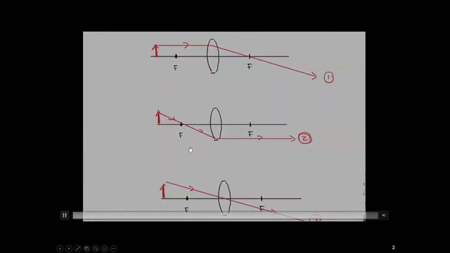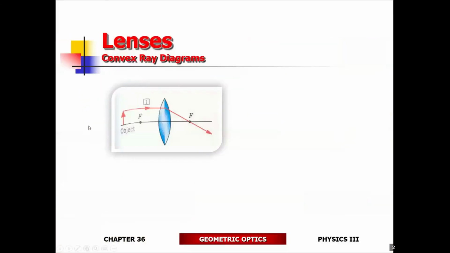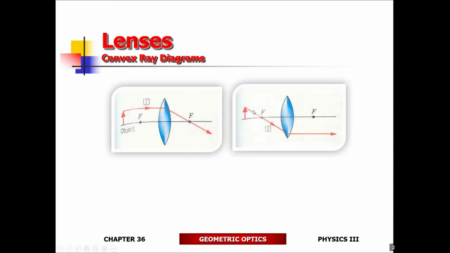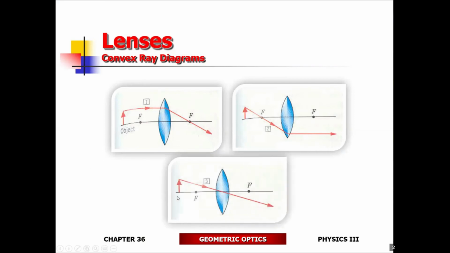So this is rule number 3. Those are the 3 rules that we will have for ray tracing. Rule number 1, the ray which is parallel to the optical axis upon refraction is going to go through the focal point. Rule number 2, the ray which is going through the focal point upon refraction is going to go parallel to the optical axis. And rule number 3, the ray which is pointing towards the center is going to go through unrefracted.